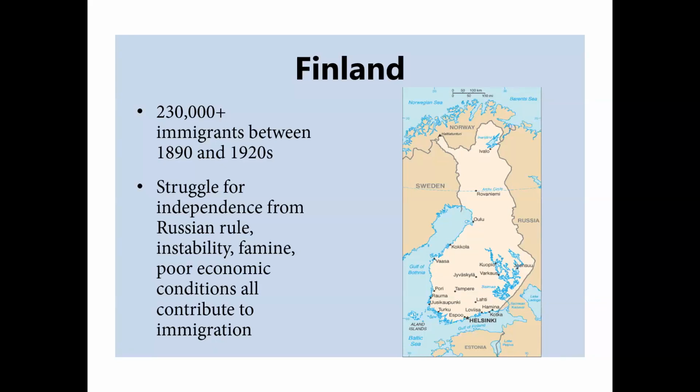There is a climax in the late 1800s, 1890 onward, for independence from Russian rule, which leads to a lot of instability and poor economic conditions in Finland. There's a famine in the late 1800s. So that's sort of a driving force for Finns to leave. And in the late 19th century alone, Finland loses 10% of its population. So you see folks kind of flooding out of the country.